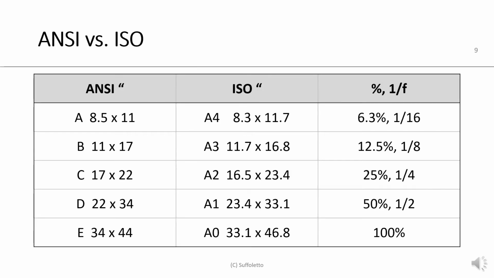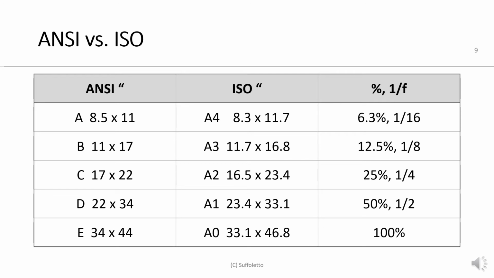This table here should help us understand the relationship between ANSI and ISO. The first column to the left here shows you the ANSI size. For example, ANSI A is an 8.5 by 11 letter. And the ISO A4 is 8.3 by 11.7. So you can see they're not exactly the same size, but they're similar. They're close. They're an approximation.